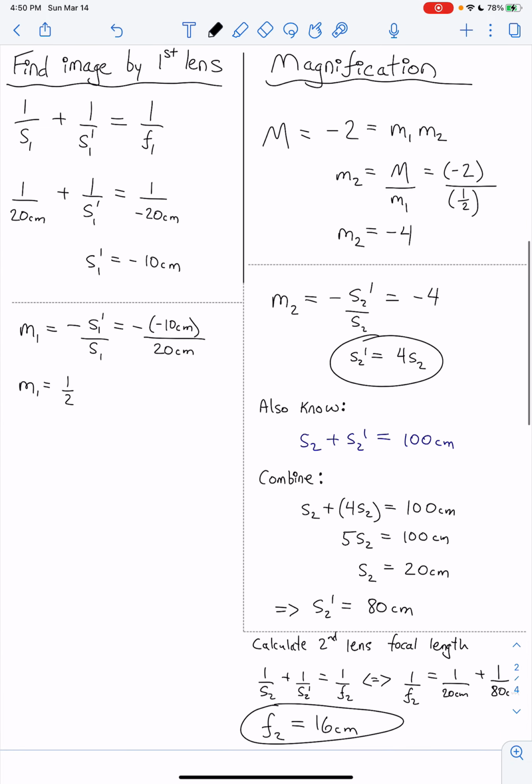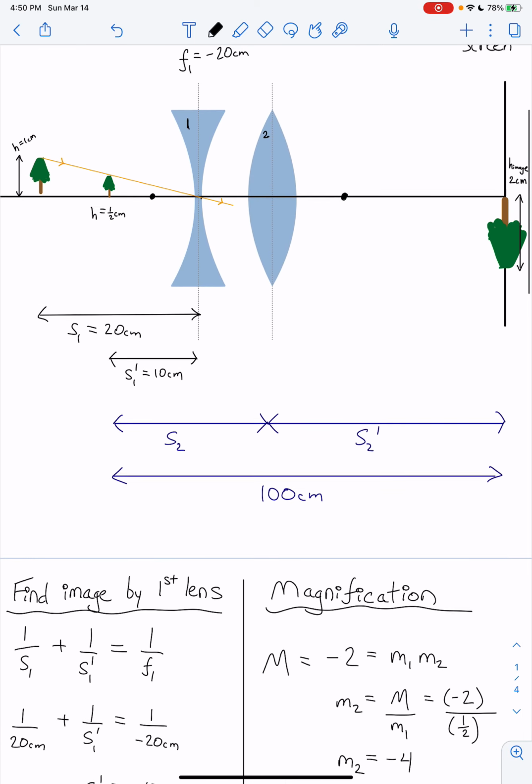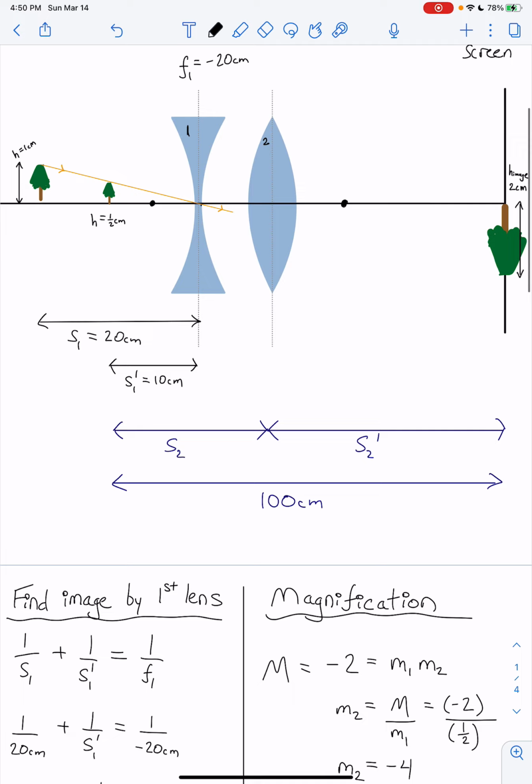So that is how we analyze that 2-lens system. And really, the key to most of these problems is to remember to use a step-by-step approach where we can do the analysis as usual with one lens, and then we follow through with the second lens using the image of the first as the object for the second. And that's it.